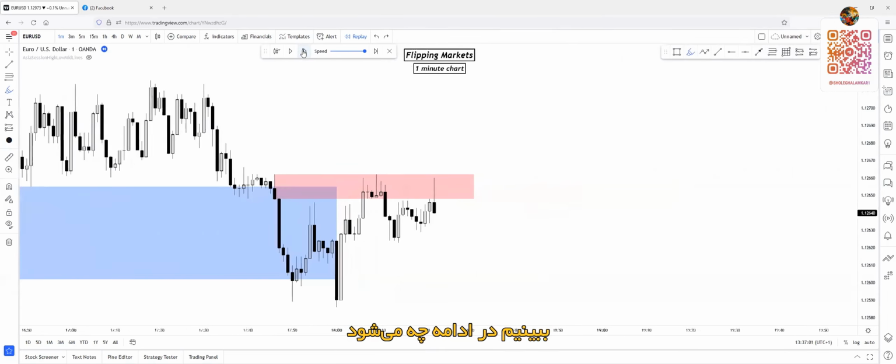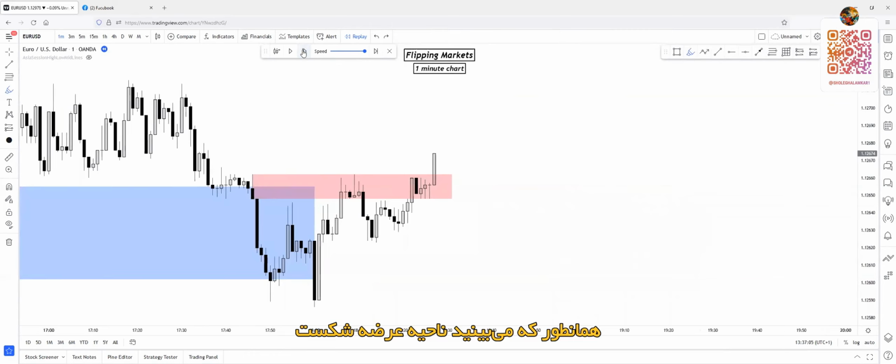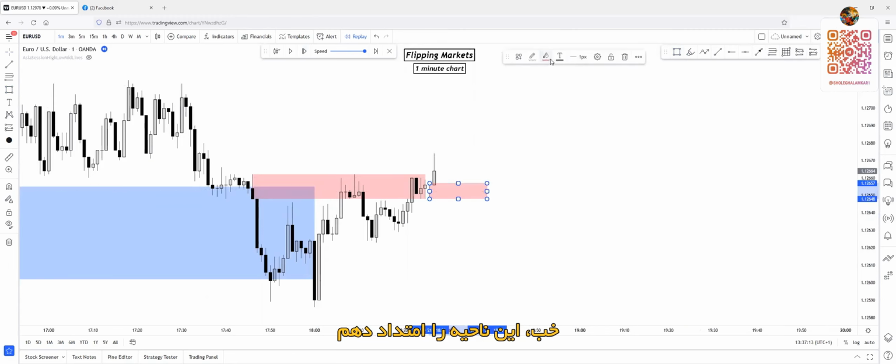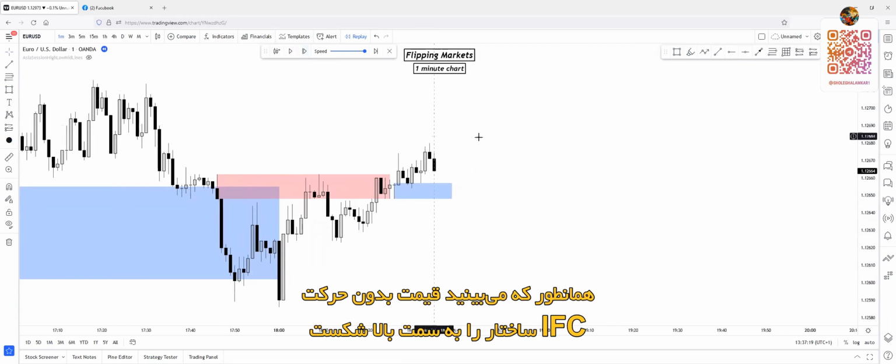Let's see what happens next. It's in the supply zone again, and the break of the supply zone happened, as you can see. And the break of the supply zone happened from this candle. Okay, let's just extend this and let's see what happens. As you can see, price is continuously breaking structure to the upside with small, not so inefficient movements.